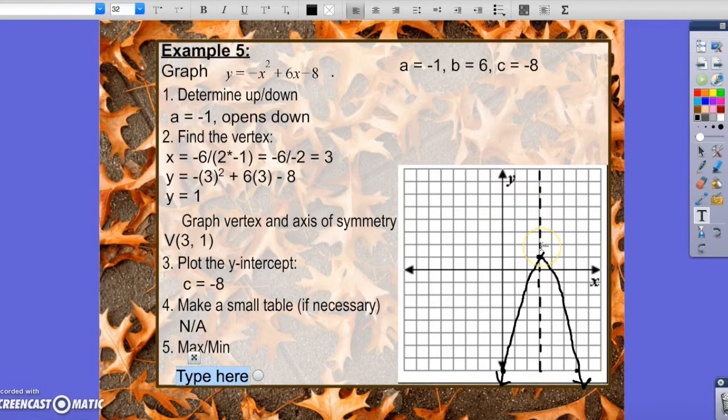Because it opens down, it's a maximum. My maximum is at the y. So we're going to write max at y equals. Remember, it's the y coordinate of the vertex. Max at y equals 1.